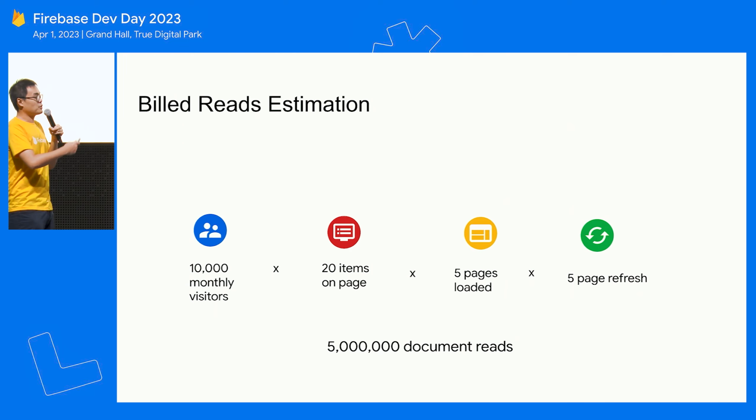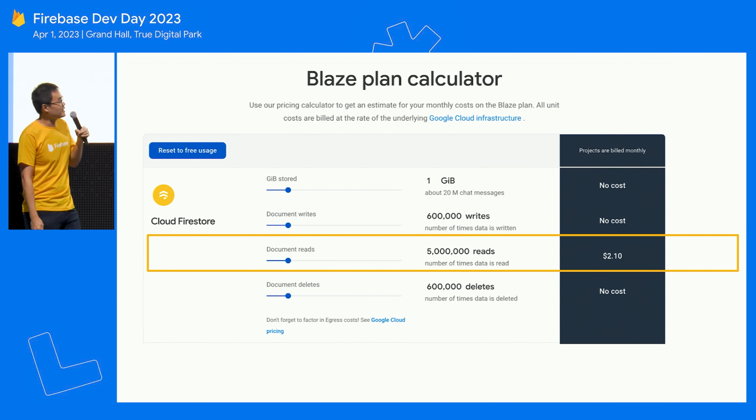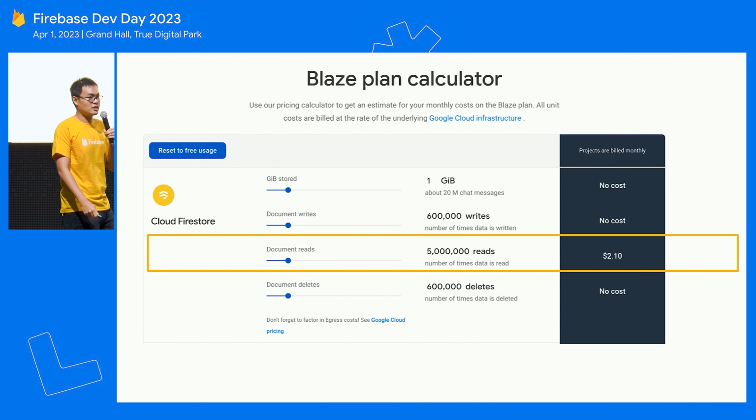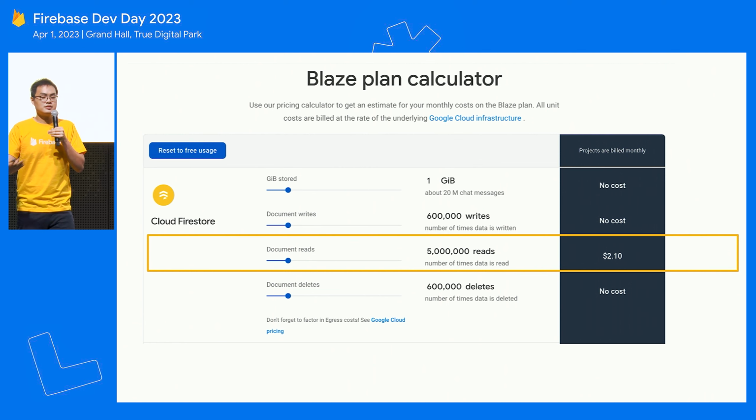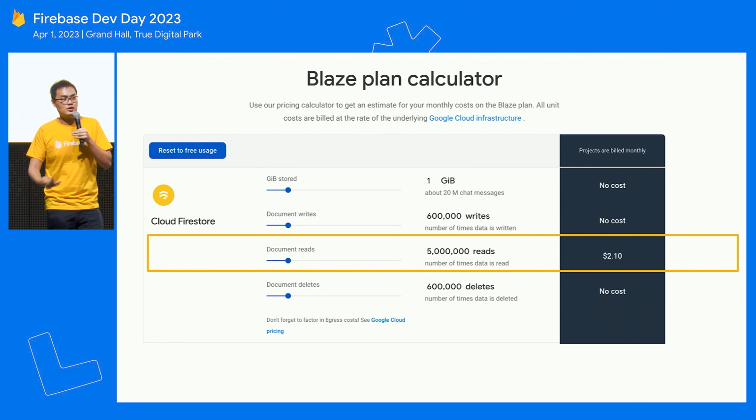So show of hands, how many of you think 5 million document reads is expensive? Anyone? 1 or 2, right? So 3, we see that this number itself sometimes scares the user, right? Scares the developer or even scares whoever's paying your salary, right? So 5 million document reads, if you look at the Blaze calculator, you would see that roughly it costs you $2.10 USD, right?